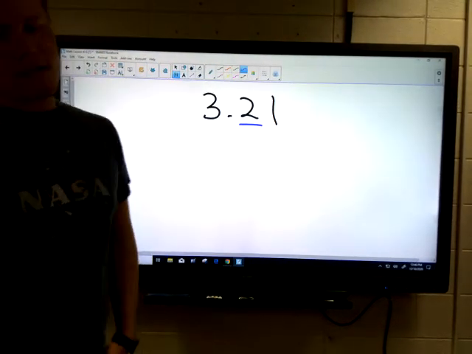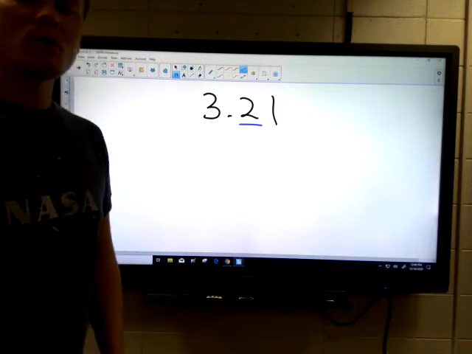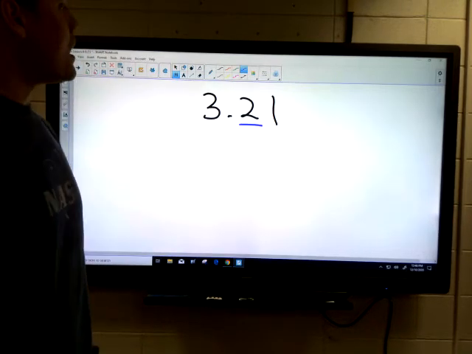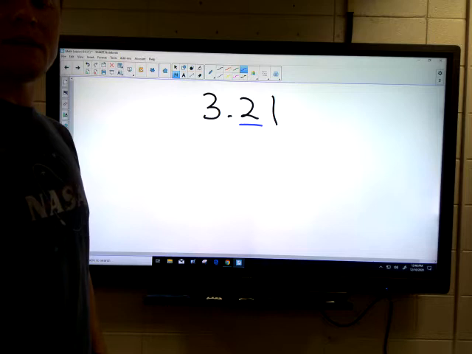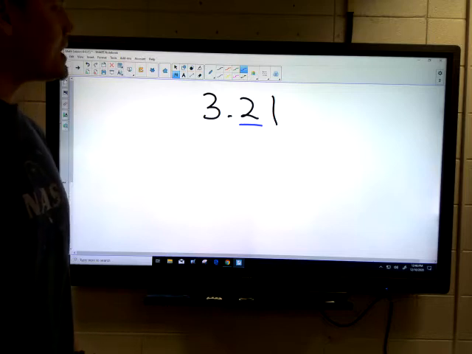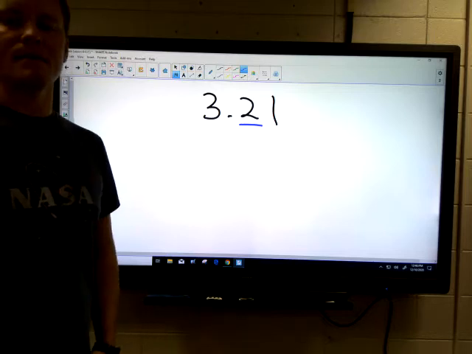What digit did I underline? That 2. I want you to round that 2. I want you to round it to the nearest tenth. Go ahead. What would that be? Rounded to the nearest tenth.